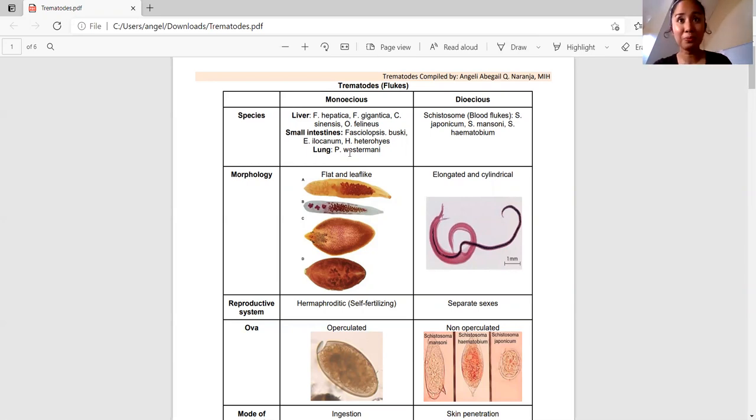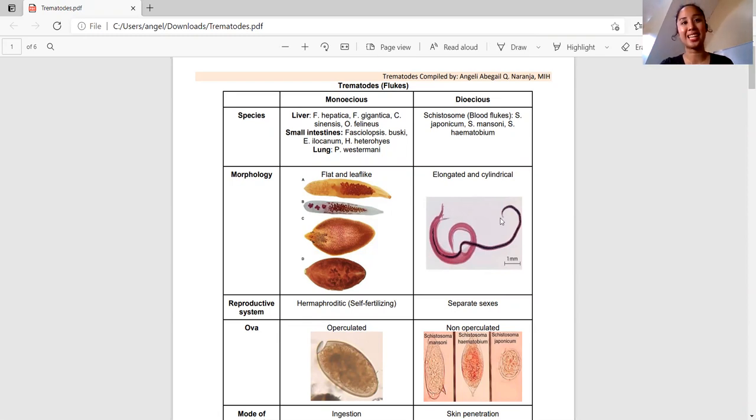However, your blood flukes are in separate sexes, so there is male and female for your blood flukes. For the sake of our discussion, we will only discuss the three common blood flukes: Schistosoma japonicum, Schistosoma mansoni, and Schistosoma haematobium. That is the dioecious group.